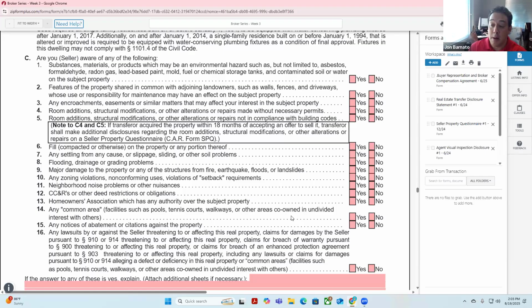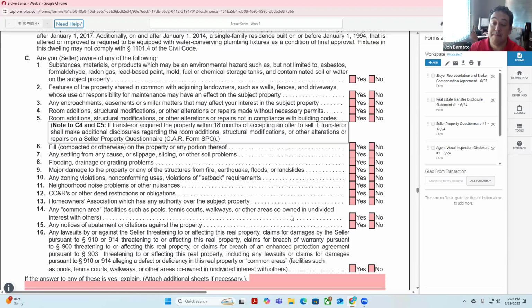All right. Fill, compacted or otherwise, on the property, any portions of. Fill is usually because you're having erosion issues or foundation issues. Sometimes they will bring in extra dirt, fill, to replace the eroding dirt to prevent further damage or prop up the property. If you get fill, you will know. Usually it's houses on hillsides, houses in rural areas that are having erosion issues that are undermining the foundation. That's where you'll see fill or compaction happening. You need to ask yourself that. Any settling from any cause, slippage, sliding, or other soil problems. Often fill on 6 is used to address issues of slippage, especially sliding or soil problems.